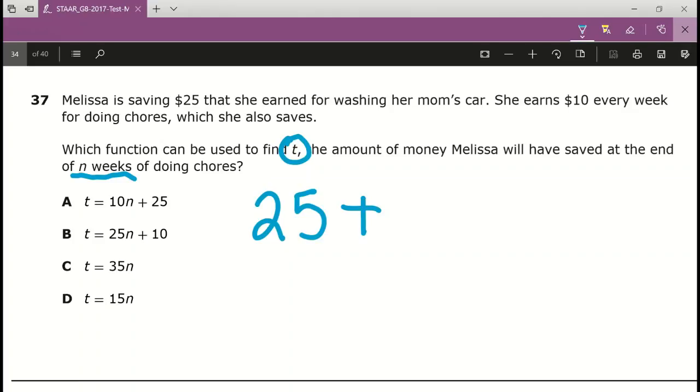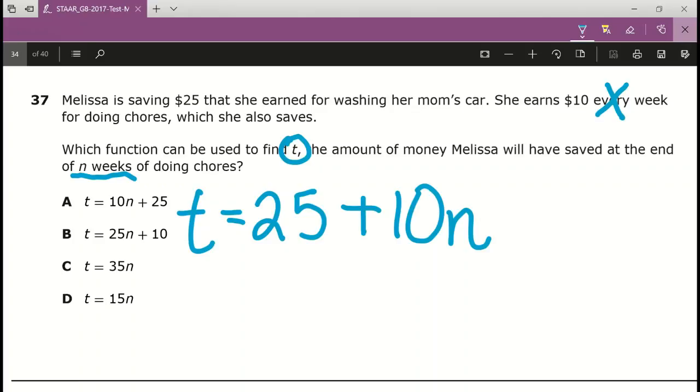Plus, because we're dealing with money, we're adding more and more money every week. $10 every, I'm going to write an X through it, because words like every, per, each, those are all words that relate to a variable. So we have 10, and then we need some sort of variable after this 10, because every is a variable word. We're going to choose N, because she earns this $10 every week for doing chores, and N is the number of weeks we've been doing chores. So we put a T over here, and we get our answer.